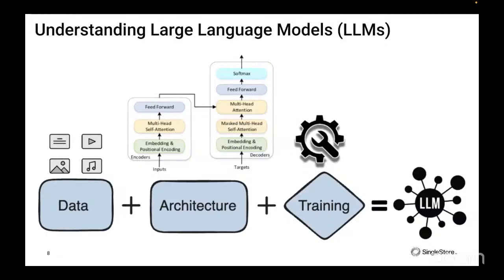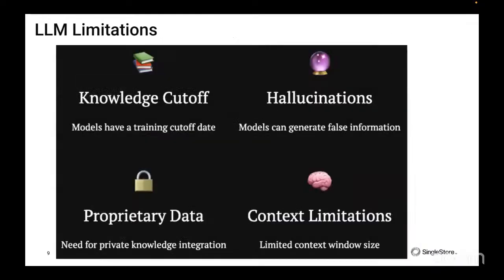LLMs are made up of data, structured and unstructured data, anything on the internet, Wikipedia, YouTube content, and all that. Then the architecture, the transformer architecture proposed by the researchers at Google, and then some kind of training, supervised, unsupervised, and reinforcement training. That's how an LLM is basically made up. But you can't use them directly in your applications because these LLMs have limitations. What are those? Knowledge cutoff dates.